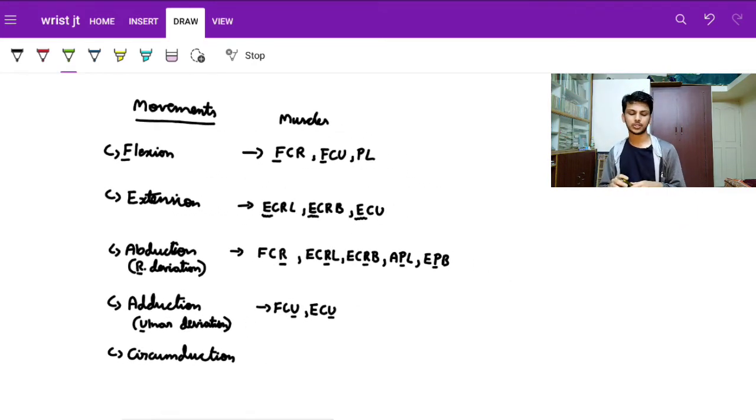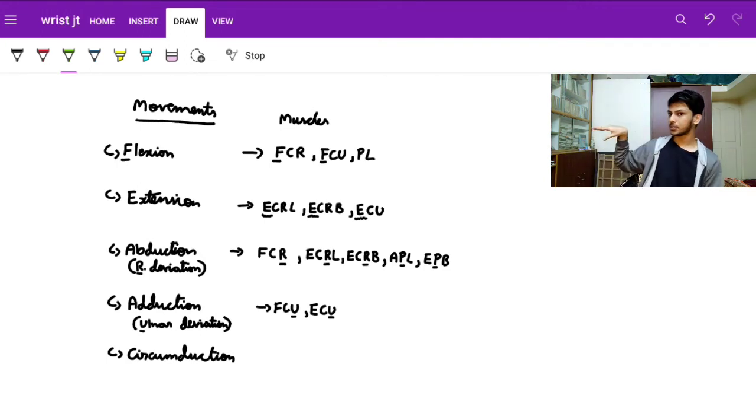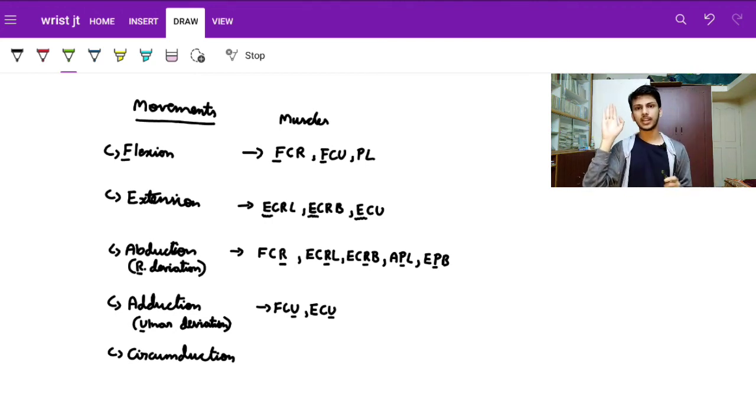Then there are the movements of the joint. The movements of the wrist joint, it is an ellipsoid type, right? It has 2 axes of motion. One is this one, flexion, extension. Flexion, extension. Then there is abduction and adduction. See, why is this abduction? It is moving towards the midline now. Isn't it, guys? This is the midline. It is moving towards the midline.